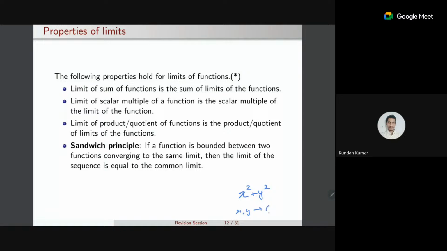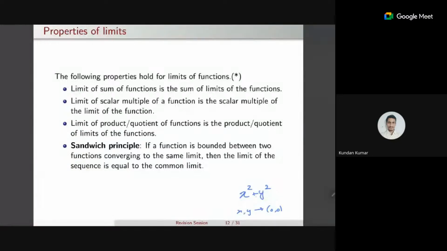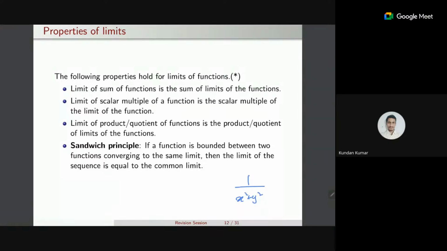This is a very, very primitive example, but here x squared goes to 0 as (x, y) goes to (0, 0). So y squared goes to 0 as well. So the limit of the sum is the sum of the limits. Scalar multiples don't change anything. Now, the only problem comes when you have things like 1 by x squared plus y squared. If you have things like this, then it's a problem. And all such functions that you will be asked to analyze, you will be able to solve using the sandwich principle.